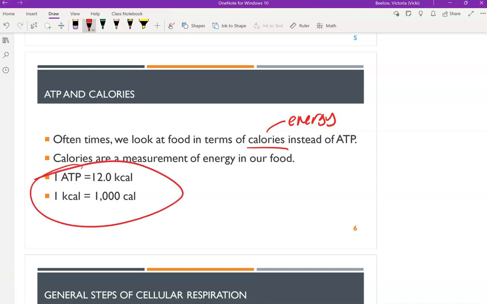But here are some of those conversions in terms of how much ATP is equal to a certain amount of calories. kcal would stand for kilocalories, okay? And you're constantly using calories in your body, even though you might just be sitting and not doing anything. Your body is still burning calories just by functioning and doing its normal cell function stuff. And then obviously we replace those calories by consuming food.